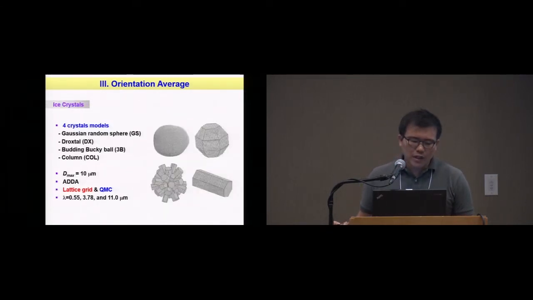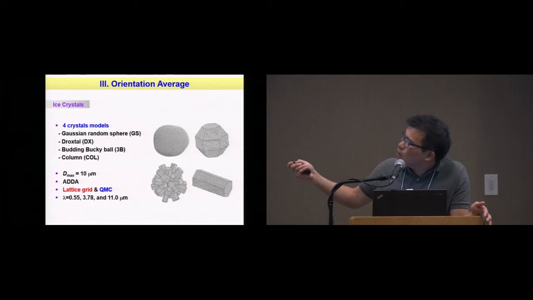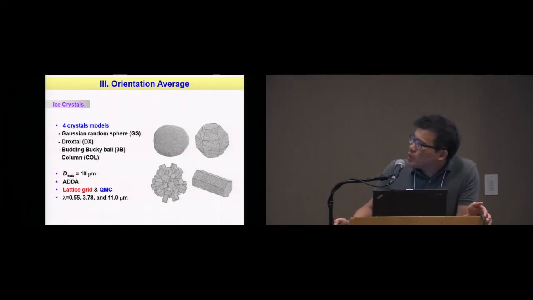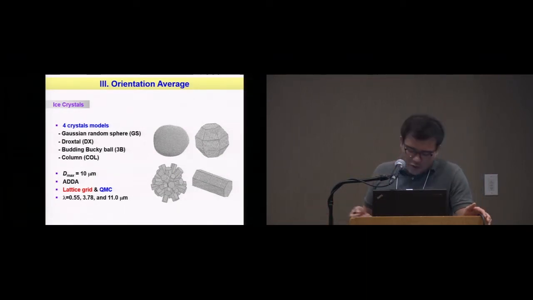So for this simulation, we choose 4 different ice crystal models. They are called Gaussian random sphere, Droxtal, budding Bucky ball, and column. They are common crystal shapes to represent small ice crystals. Their size is 10 micrometers. We use the ADDA, and 2 different orientation average methods were selected, and then 3 different wavelengths.